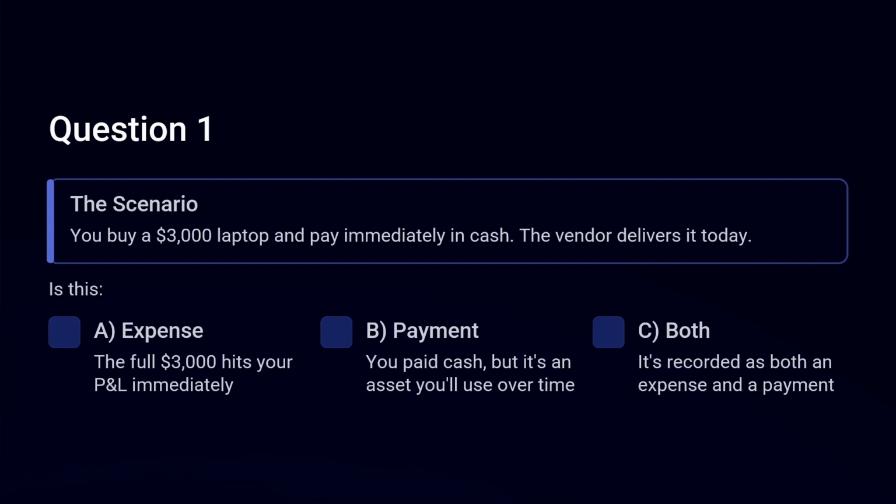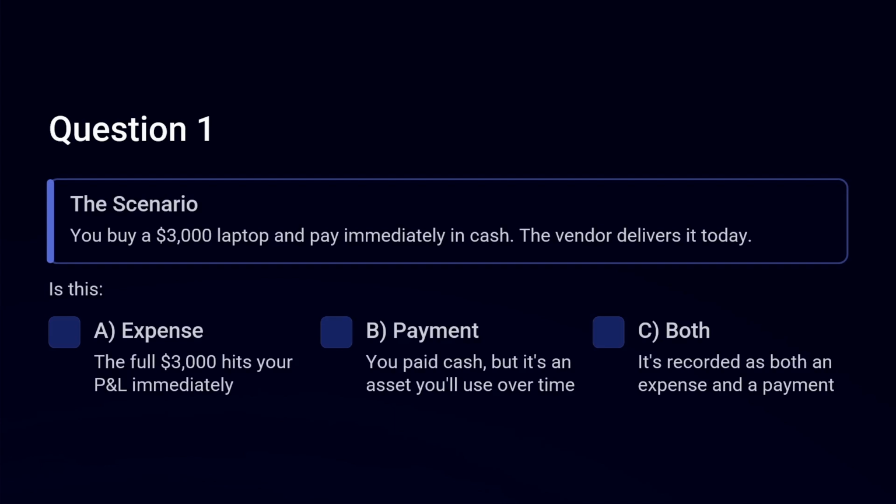Question number 1. The scenario. You buy a 3,000 US dollars laptop and pay immediately in cash, and the vendor delivers it today. Is this? Answer A. Expense. The full 3,000 US dollars hits your P&L immediately. P&L is short for profit and loss.